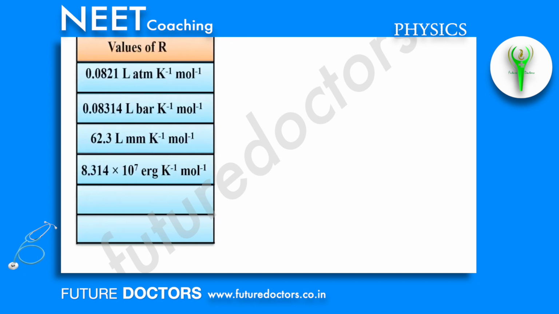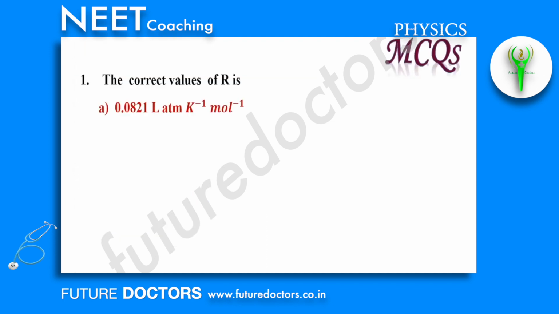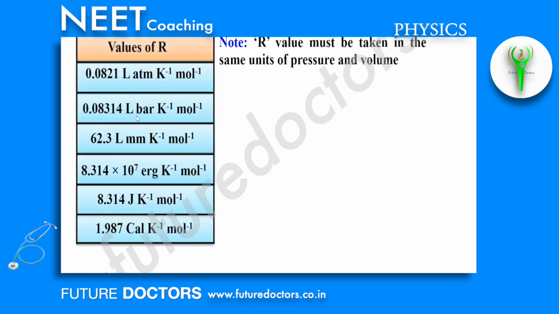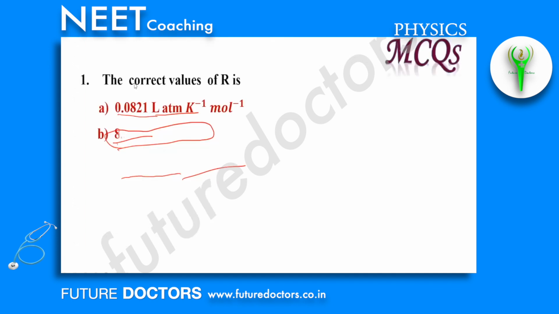Next, gas constant. These are different units for the gas constant. Take down these values. What is the correct value of R? 0.8314 liter bar, 0.0821 liter atmosphere, all of the above.